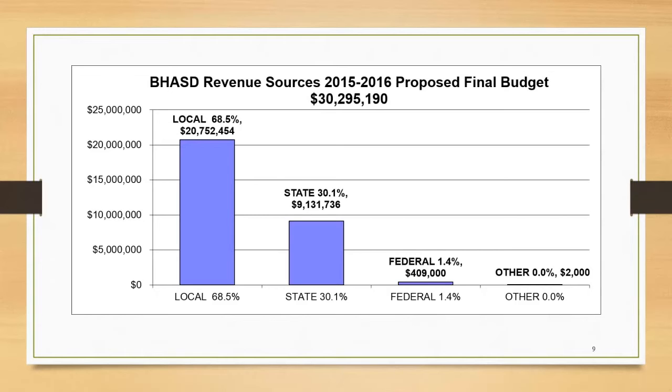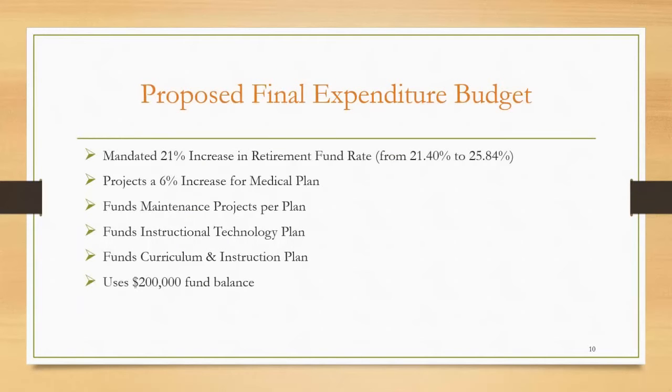68.5% of this budget comes from the local businesses and taxpayers. There is only 30% of our budget that comes from the state. At the federal level, with all the mandates, everything that comes down from the federal government, only 1.4% of that money actually comes from the federal government.